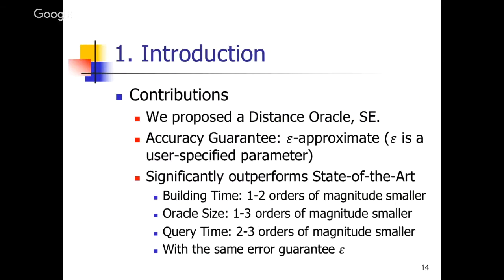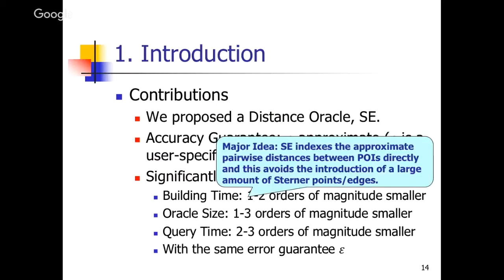And in this paper, we propose a distance oracle SE, and it has the accuracy guarantee. Specifically, it provides approximate distances with error guarantees, and it significantly outperforms the state-of-the-art by orders of magnitude. So the major idea is that SE indexes the approximate pairwise distances between POIs directly, and this avoids the introduction of the large amount of Steiner points and Steiner edges.